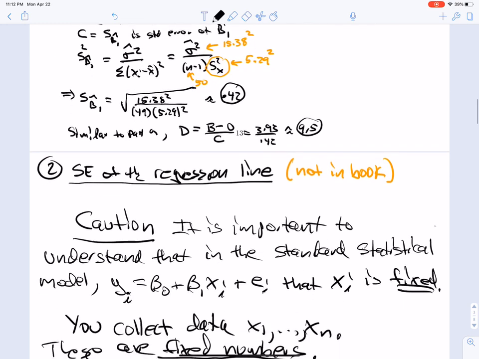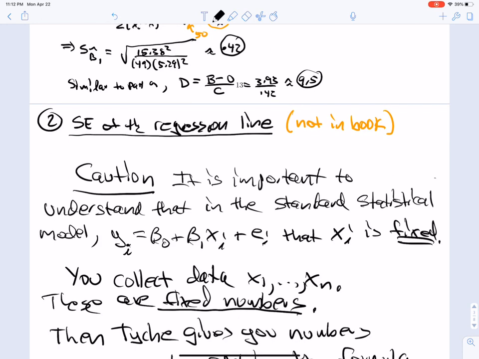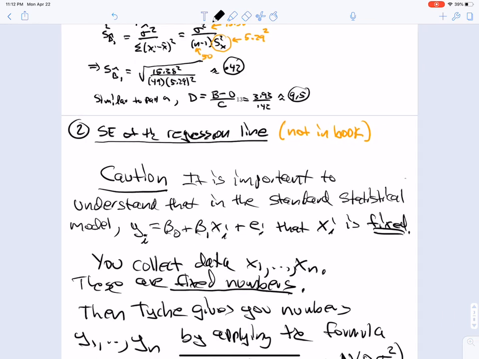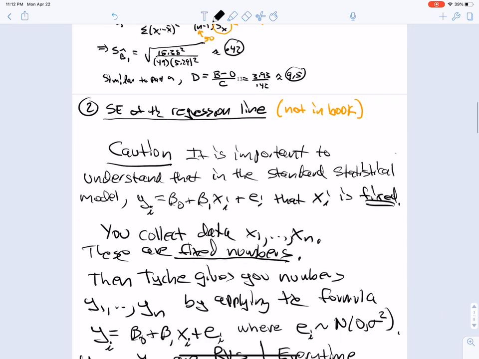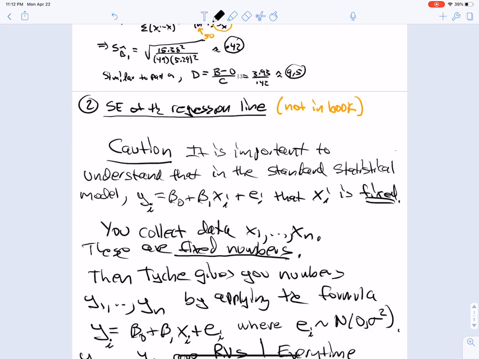So now we're going to talk about the standard error of the regression line. This is not in the book. There's something that I want to caution you about here, and that is that it's important to understand that in the standard statistical model, the xi is fixed. It's not a random variable. So the way to think about this is that you collect data x1 to xn. These are fixed numbers.